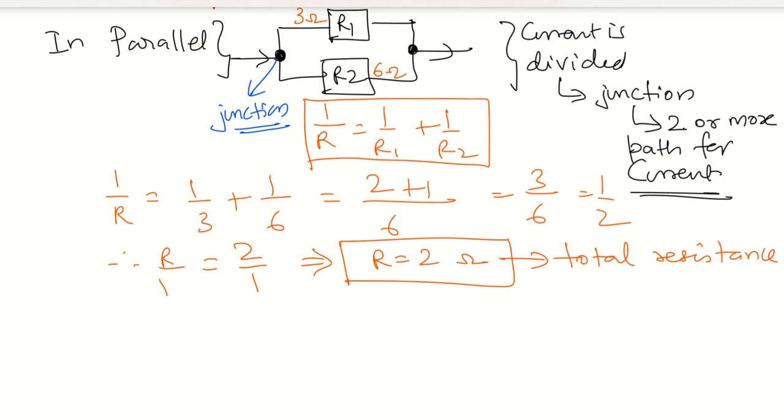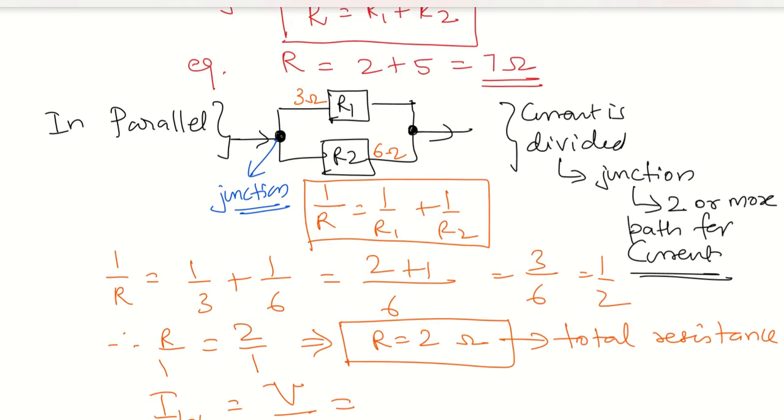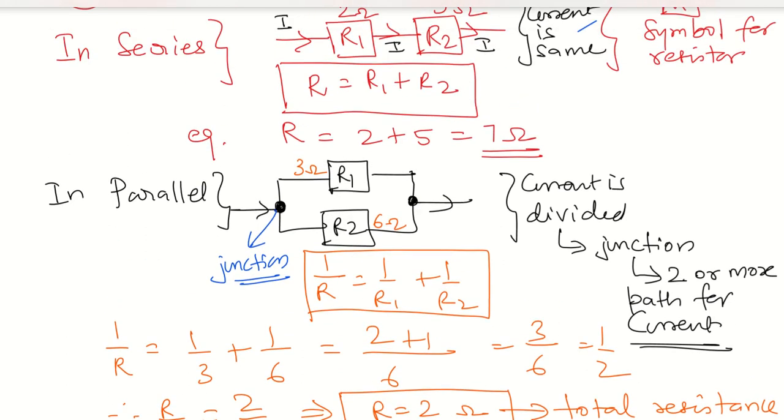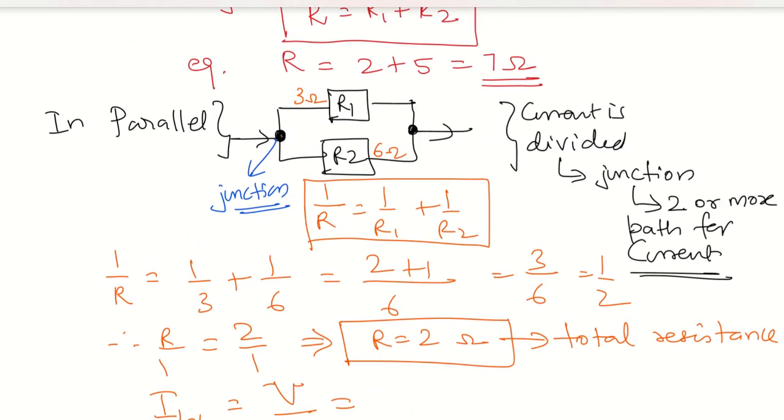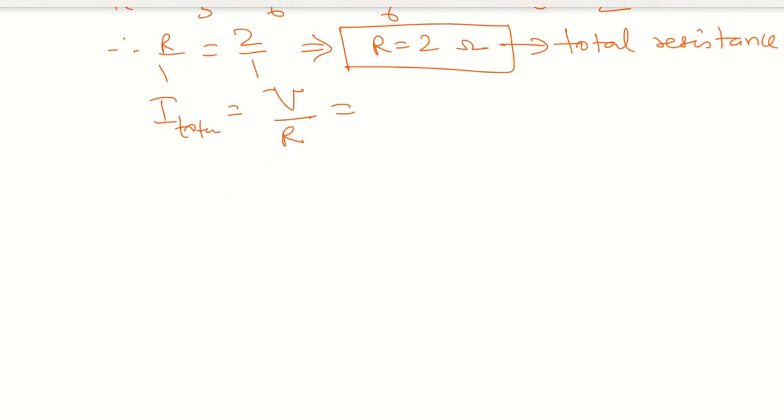Now, once I know this as my total resistance, I can also find the total current. How can I find the total current? That is equal to V by R. What is the total voltage here? Let's say we connect it to a circuit, so we will put a circuit here. All right. And let's say we supplied here a voltage of 20 volt. So in that case, the voltage is 20, your resistance is 2, the current is 10 ampere. Right?